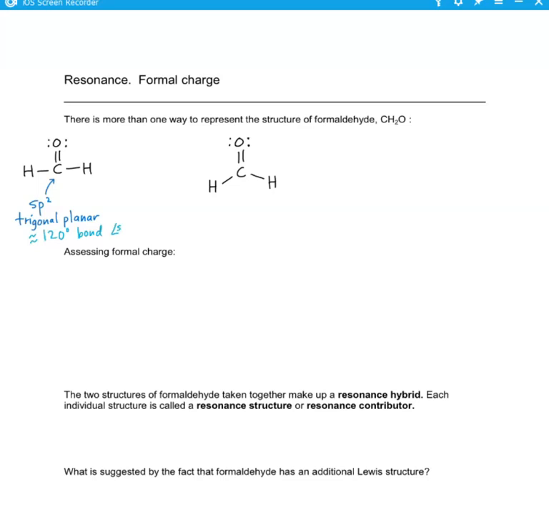So over here on the right, I'm going to show a different way of drawing formaldehyde. Instead of having two lone pairs around the oxygen, I'm going to put three, which means I'm going to take a pair of electrons out of the double bond and put it on the oxygen.